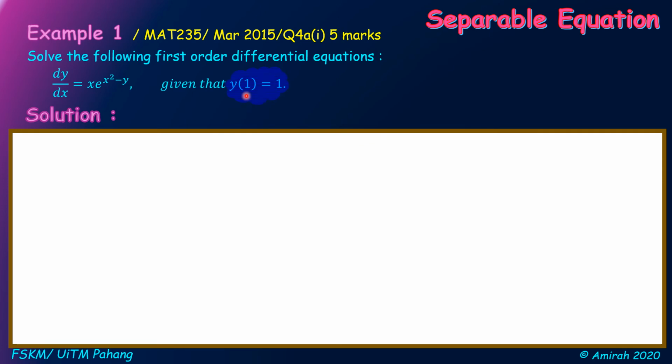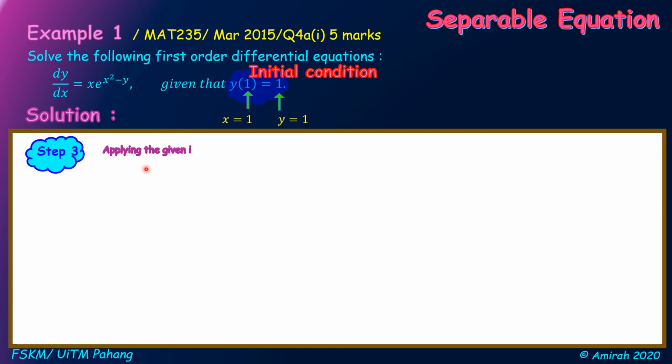Alright, from the given question, we are given the initial condition y(1) equals 1, right? This means the value in brackets is x, so x equals 1, and the right hand side, 1, means the value of y. So y equals 1. The in-bracket value is the value of x, alright? So if the initial condition is given, we need to continue with step 3, applying the given initial condition. This is to find the value of c.